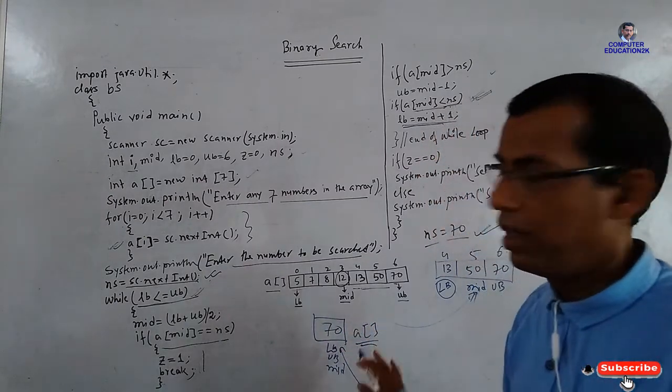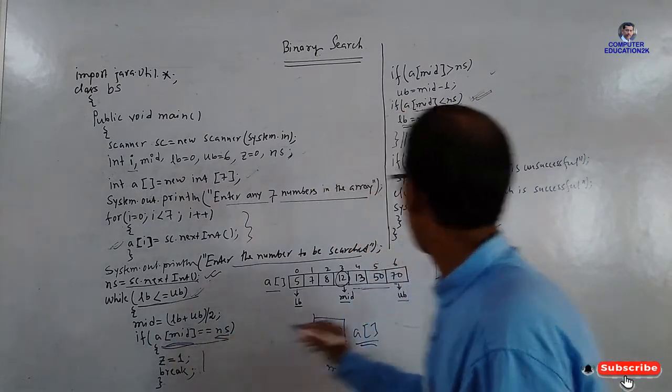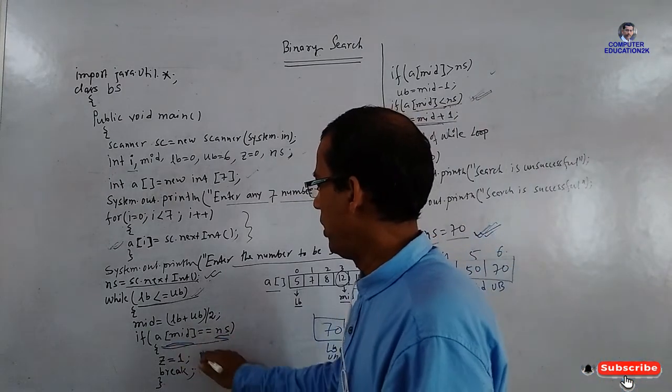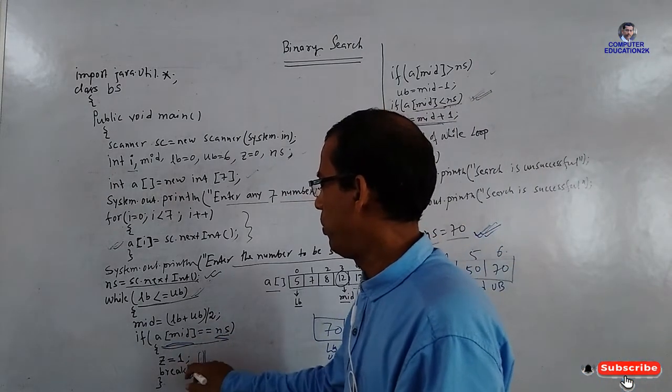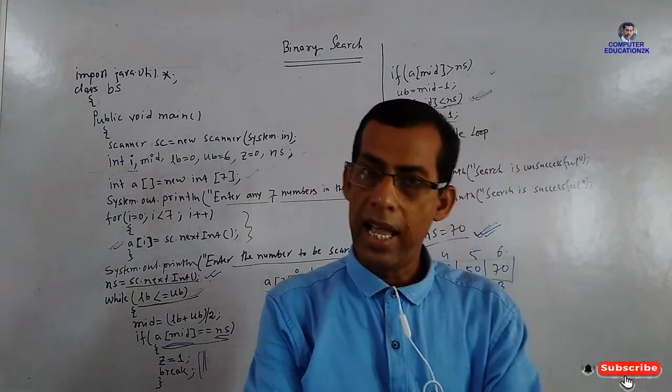And what is there in mid? In mid you have 70. So A of mid you have 70, and number to be searched is also 70. Now it is matching, and if it is matching, this line will execute. Now Z will become 1. And when Z becomes 1, you have found the number in the array.